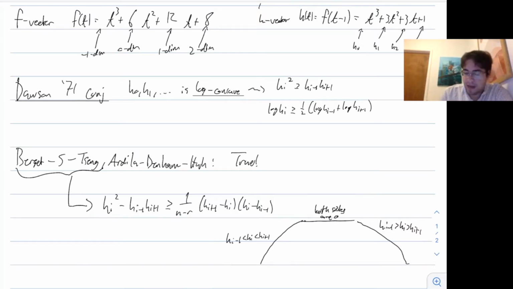So there are H vector sequences that actually attain equality here in non-trivial places.